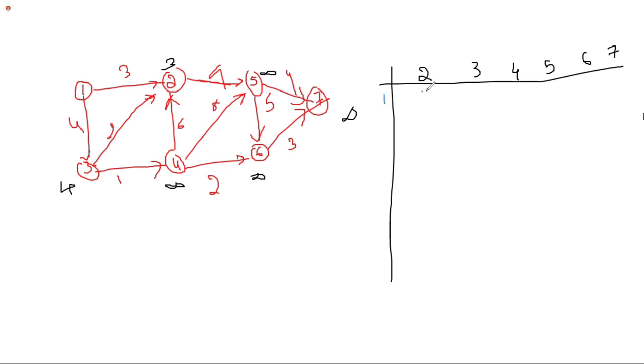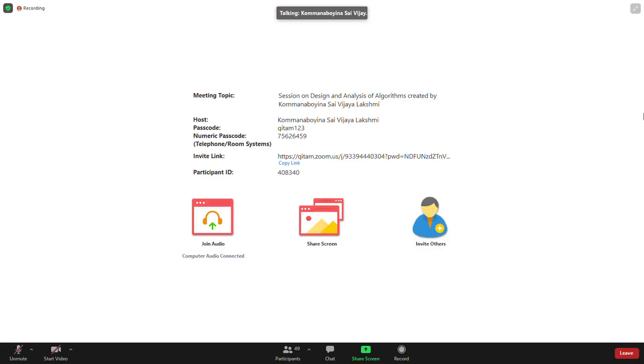Next, the first vertex I'm making as my known vertex. From 1 to 2 the distance is 3. From 1 to 3 the distance is 4. From 1 to the remaining vertices we don't have direct edges. Now what is the next step we are following? We are picking the least cost in this row. We are selecting the vertex whose cost is minimum, and we make that my next vertex to visit. That we have to represent in the algorithm part. How can we represent it? Observe here.